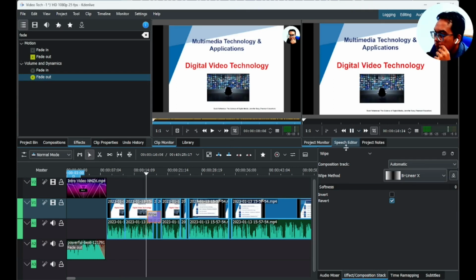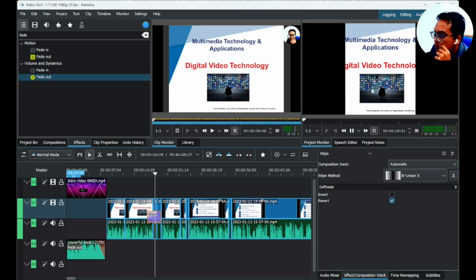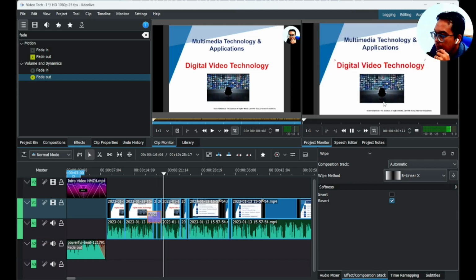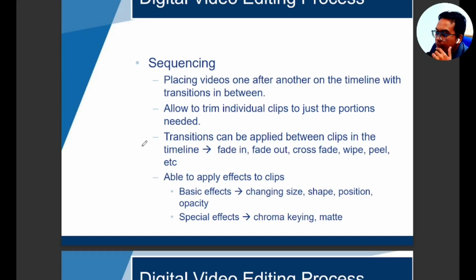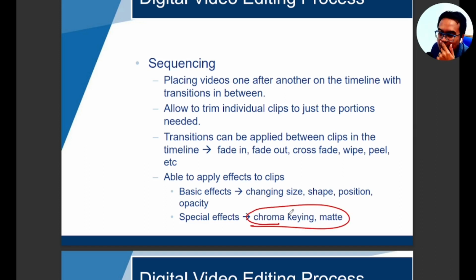That would be multimedia technology, the digital stuff, video technology. So if you want, get started and just play around with this. That would be time, basic effects, changing shape and so on. Chroma key and mid, that would be another section to be discussed. I think I skipped this one. So that would be the most interesting part to discuss.